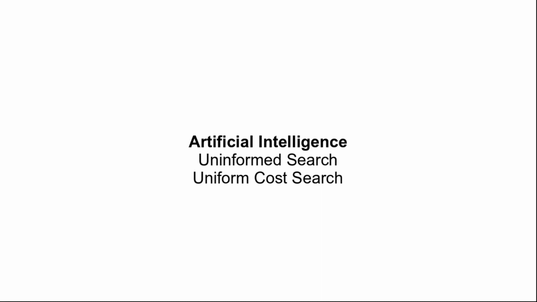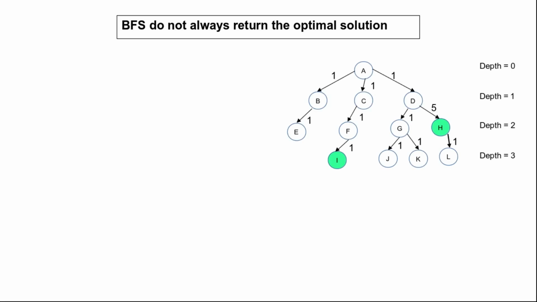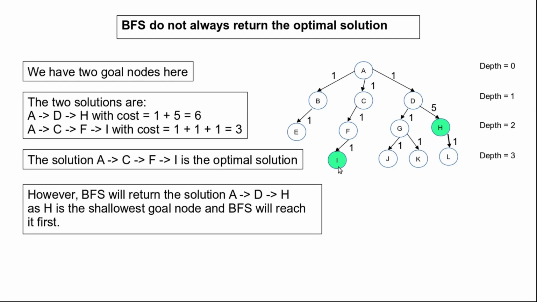In today's class, we will talk about the uniform cost search algorithm, which is another type of uninformed search. In the last class, we talked about the breadth first search algorithm, and we saw that BFS does not always return the optimal solution. And we looked at this example where we had two goal nodes, H and I, where H is at a depth of 2 and I is at a depth of 3, and the path cost to H is 6, whereas the path cost to I is 3.